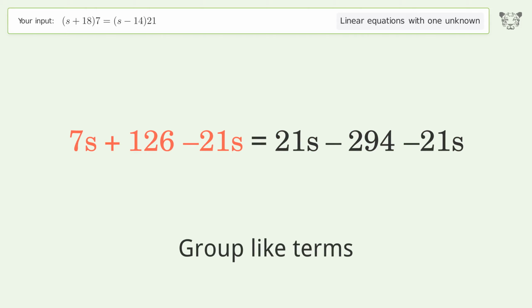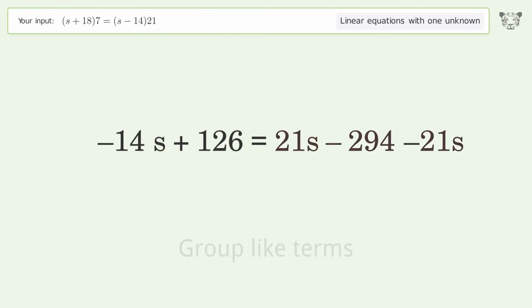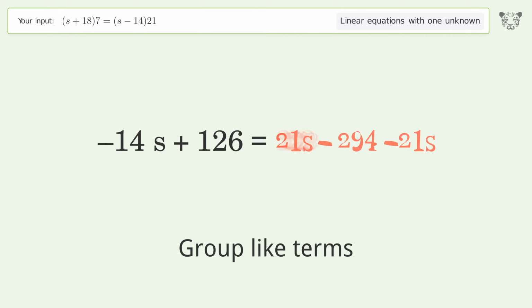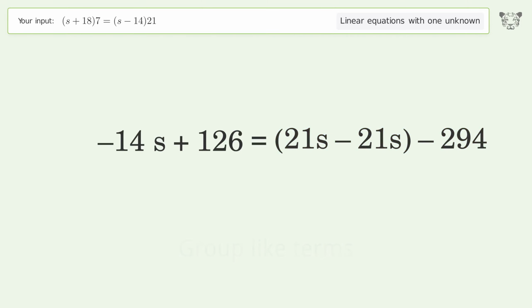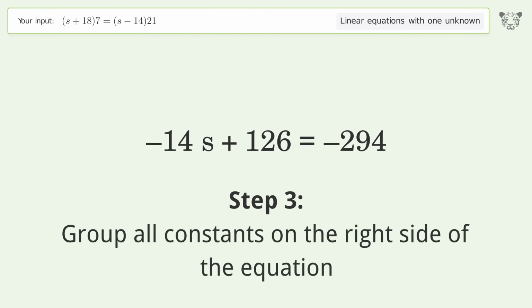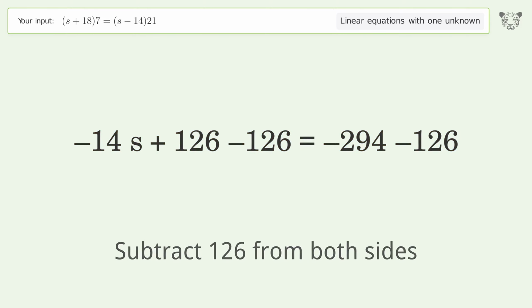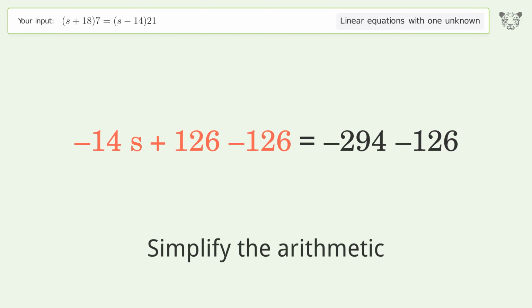Group like terms. Simplify the arithmetic. Group like terms. Simplify the arithmetic. Group all constants on the right side of the equation. Subtract 126 from both sides. Simplify the arithmetic.